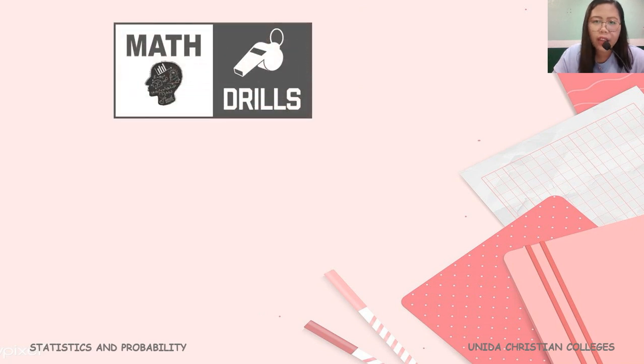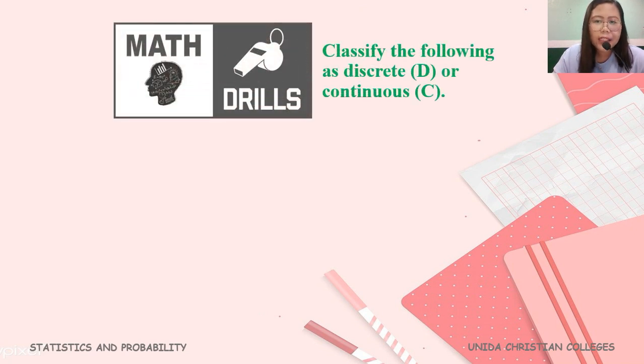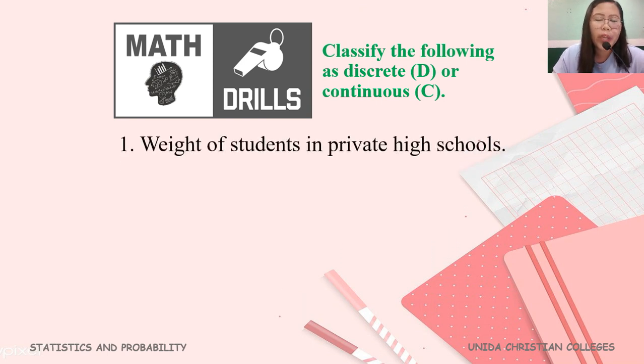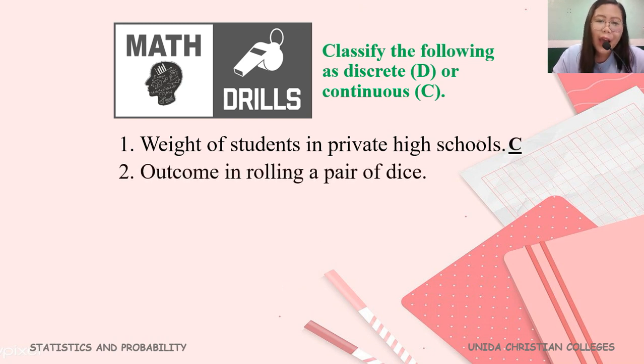Okay, so let's have math drills. We will classify if it is discrete or continuous. Number 1, weight of students in private high schools. O basta pinag-uusapan si weight, we need measurement. That's why it is continuous. Number 2, outcome in rolling a pair of dice. So, nag-roll ka daw ng dice. Yung outcome nun, discrete or continuous? Of course, we can count. Countable siya. That's why it is discrete.